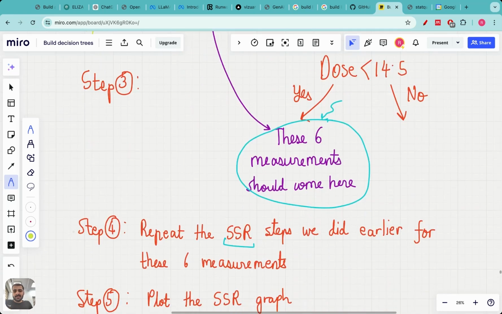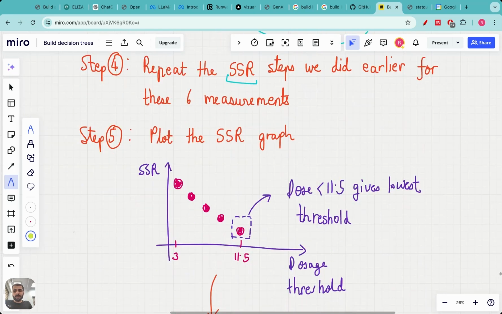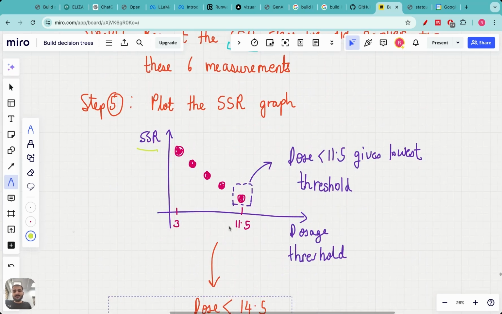And when you find the sum of squared residuals for all these points, you can plot the sum of squared residuals for different dosage thresholds. So here I have plotted the sum of squared residuals for dosage threshold of 3, then 5, then 7, etc., up to 11.5. Again, if you are not familiar with the sum of squared residual concepts, we covered it in a lot of detail in the previous lecture. Just go through that. Or for now, just think of it as an error metric.